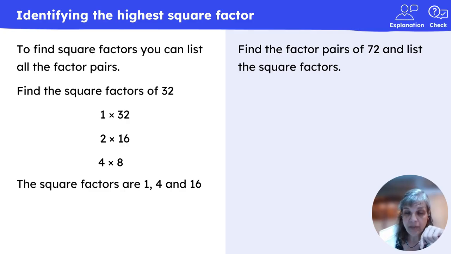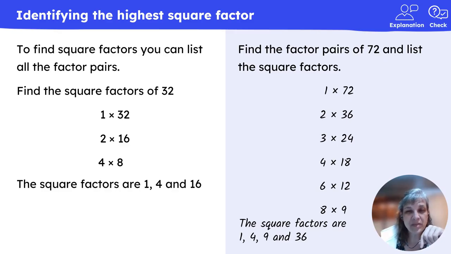Or if you took a different number and you said, okay, I have 72. So here there's more factors to think about. You could have 1 times 72, 2 times 36, 3 times 24, 4 times 18, 6 times 12, 8 times 9. And you notice there's a number of square factors, 1, 4, 9, 36. So 32, 72. Keep these numbers in mind as we go on to a couple future questions.